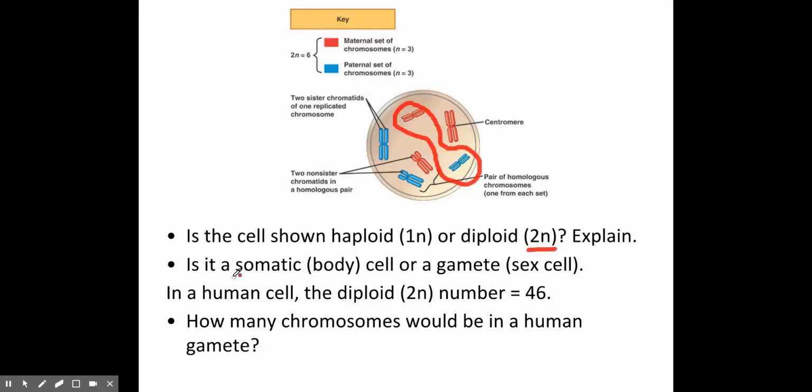Then is it somatic or a gamete? Well, if it's somatic, it's going to be 2N. It's going to be diploid. If it's a gamete, it would just be 1N. There would only be one of each of these homologous pairs. So somatic cells have the full set. Gametes only have half. So in a human cell, if the diploid number, which is represented and modeled by this symbol 2N, is 46, then you would cut this in half and you would get 23 for a haploid cell in a human.